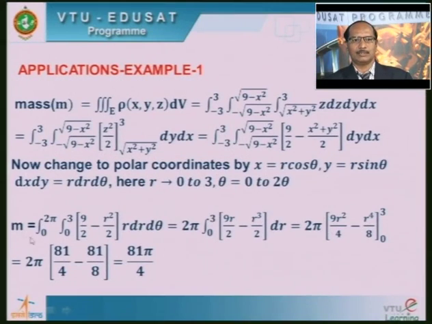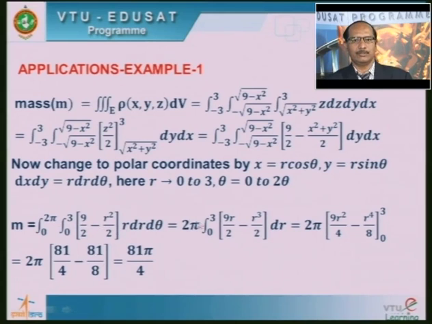So the limits in the mass formula become theta equal to 0 to 2 pi and r equal to 0 to 3, and we also change the integrand into r and theta. So 9 by 2 is the same. x square plus y square is replaced by r square, since x equal to r cos theta and y equal to r sin theta; squaring and adding these two, x square plus y square is equal to r square. So r square divided by 2. It is now changed to polar coordinates, with no x and y involved, only r and theta and their limits.